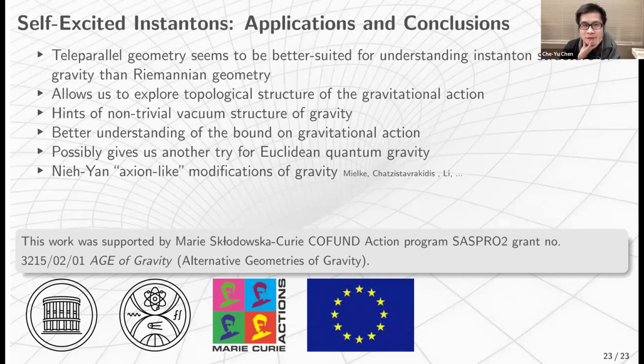Yeah. Thanks. So it seems that the torsion language is more suitable for building the connection between gauge and gravity duality. Yeah, yeah, in general. Okay. Thank you.